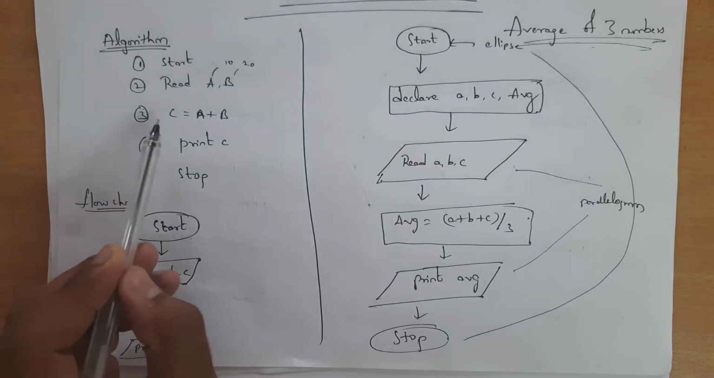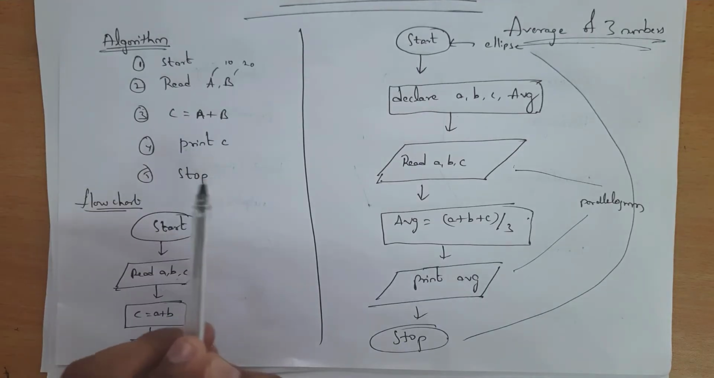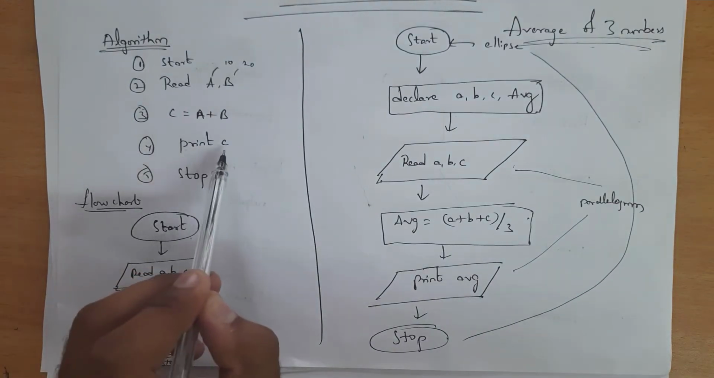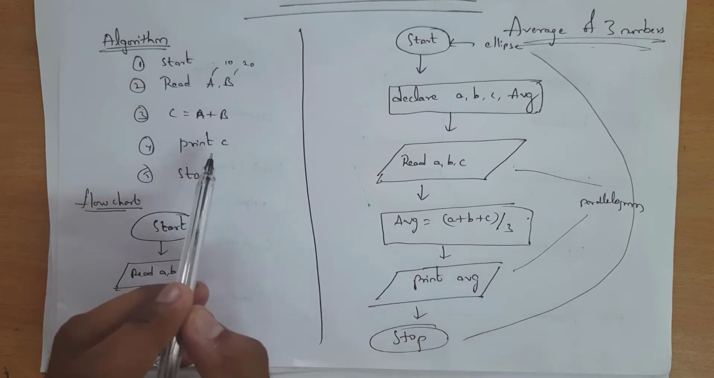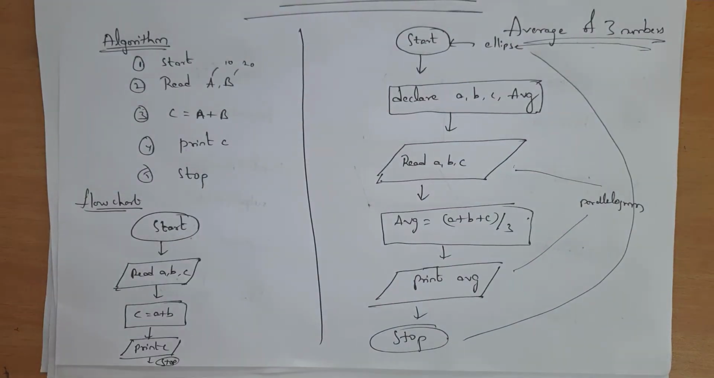And step 3 is C is equal to A plus B. Result is stored in variable C. So step 4 is print C. I am printing variable C which contains result, and at last step 5 is stop. This is an algorithm for addition of two numbers.